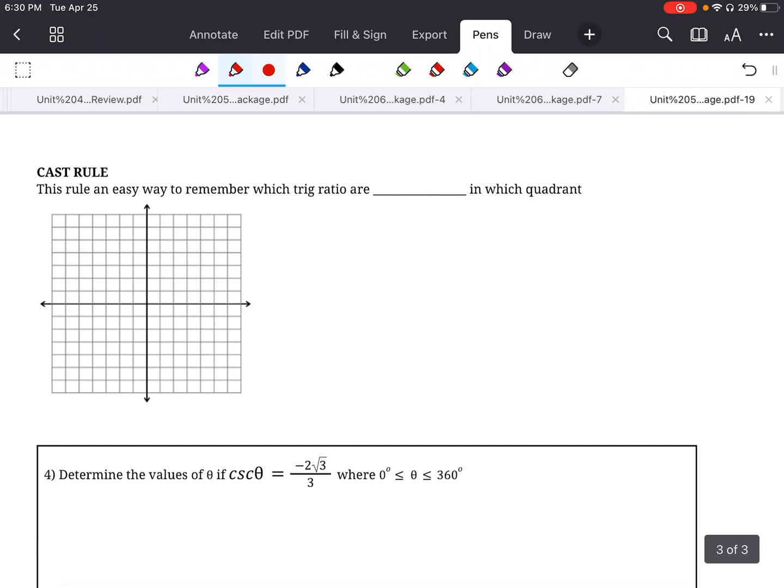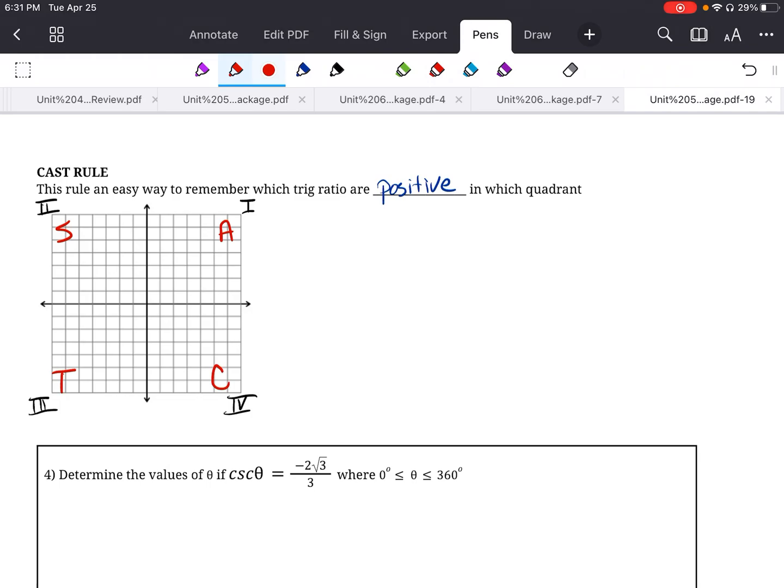Okay, the CAST rule. This rule is an easy way to remember which trig ratios are positive in which quadrant. Okay, so we have quadrants 1, 2, 3, and 4. Now what we need to remember is CAST, C-A-S-T. This tells you which ratio is positive in which quadrant. In quadrant 1, everything is positive. The A stands for all.